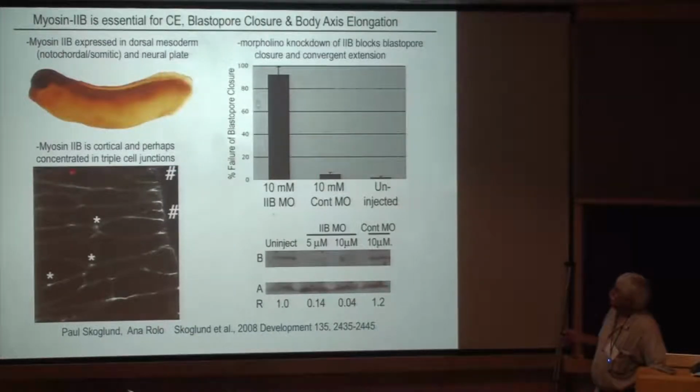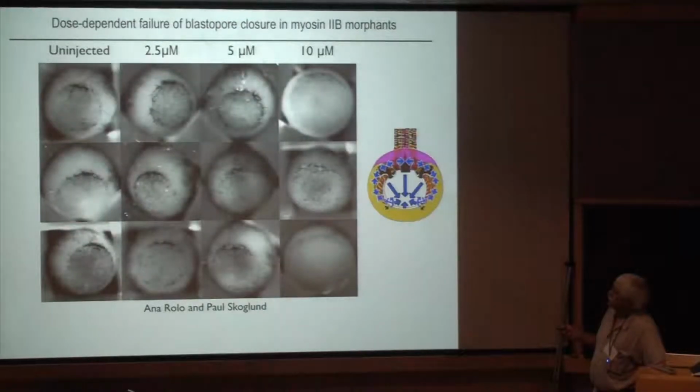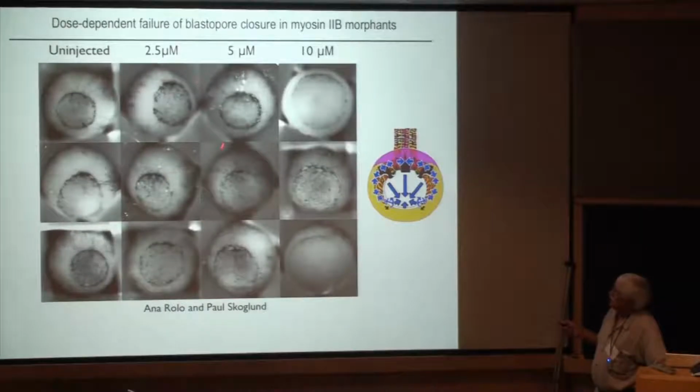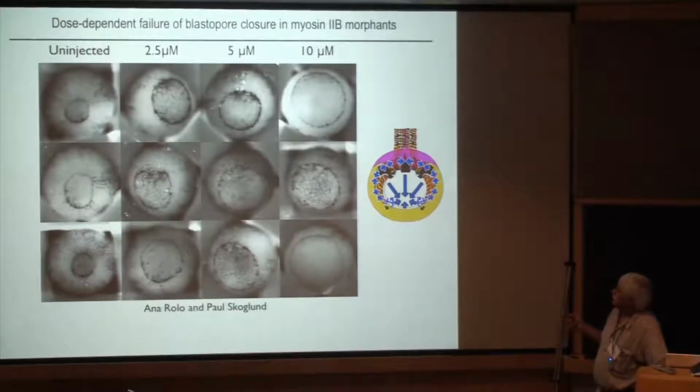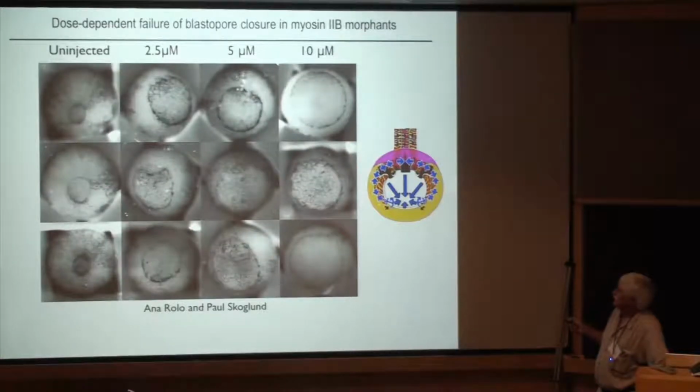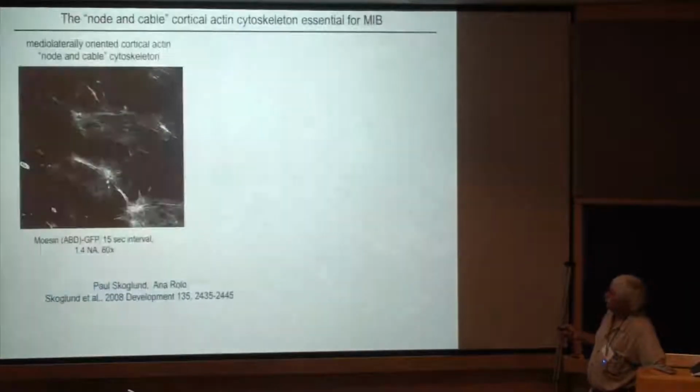This is just Morpholino stuff that shows that myosin 2B is essential for blastopore closure. So if you inhibit myosin 2B, these things won't squeeze the blastopore shut. And so basically we're testing the idea that there's this hoop stress around the blastopore.